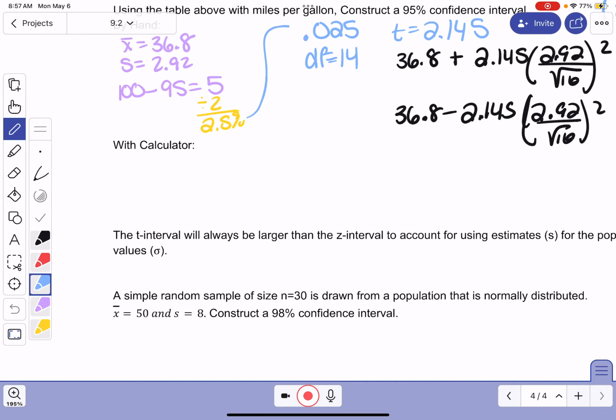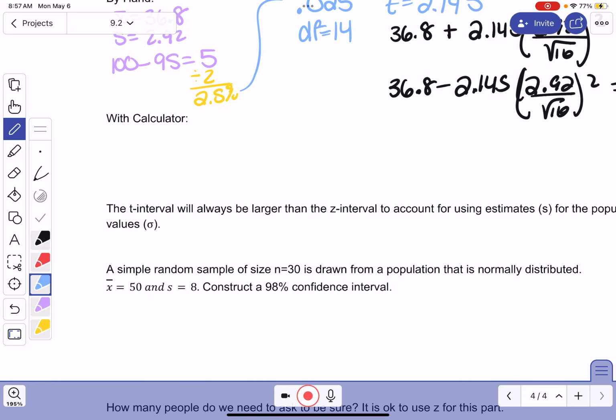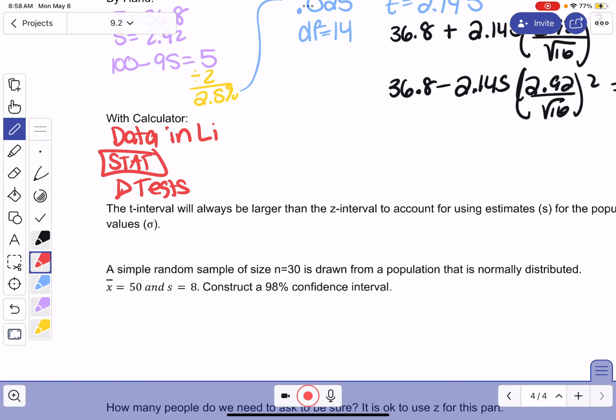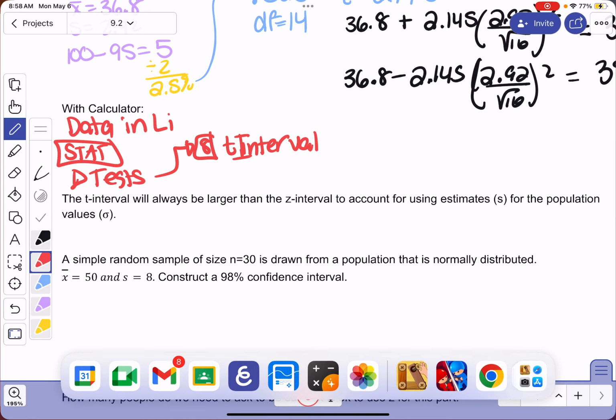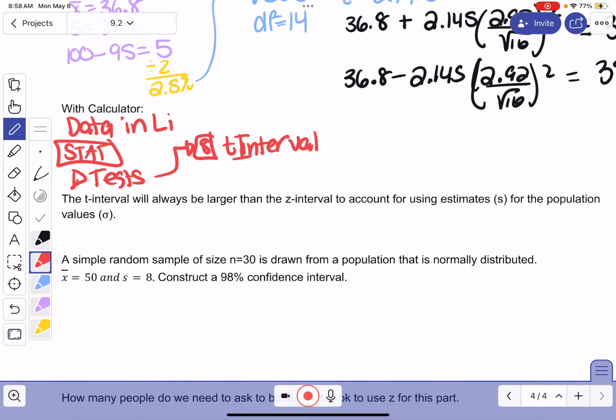Just like with the z-score, the calculator will do it. If you're given the raw data, you need to put your data in L1. Then, like before, we do stat. We arrow over to tests, but this time we're going to choose number 8, which is the t-interval. So we're talking about t-values, so this time we're going to do the t-interval.